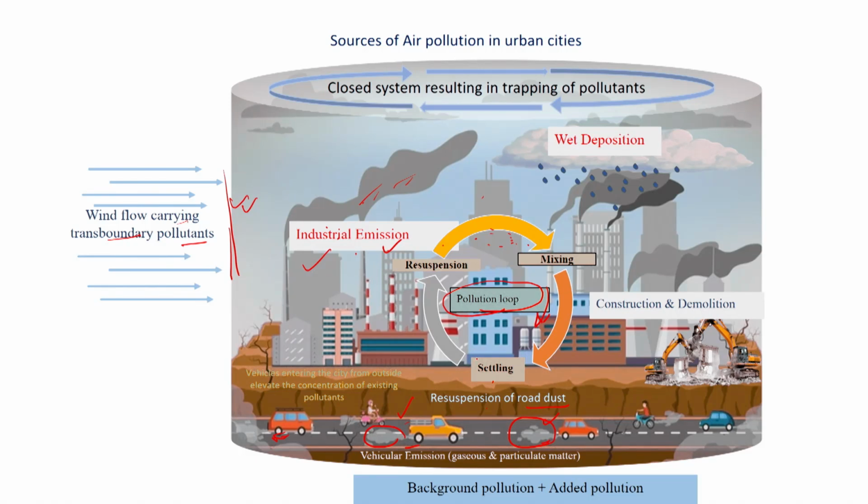This is one of the loops, and this loop becomes very important because in urban areas we don't have very high wind speed. So turbulence and eddy currents will be there, and they will keep on circulating within the urban areas. So they will be giving lots of anthropogenic aerosols.